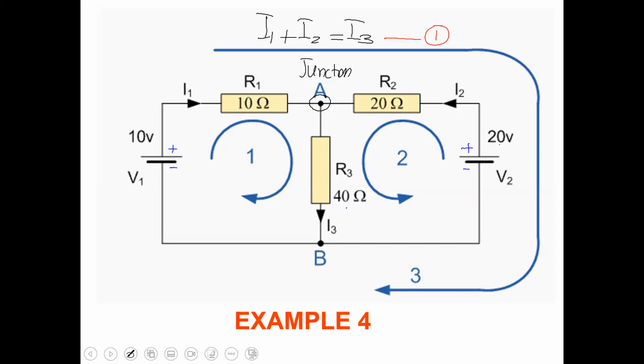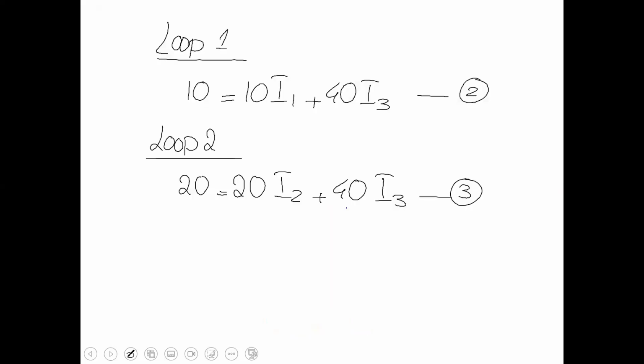It will be I1 10 plus I3 40. Okay. Loop number 1: 10 is equal to 10 I1 plus 40 I3.